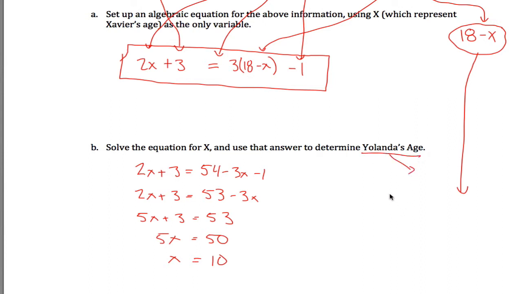Yolanda's age, we know that y is equal to 18 minus x, and x is equal to 10. So we get that y is equal to 8. So solve the equation for x, use that to determine Yolanda's age. Yolanda's age equals 8. And I suppose that's the end of this quiz.